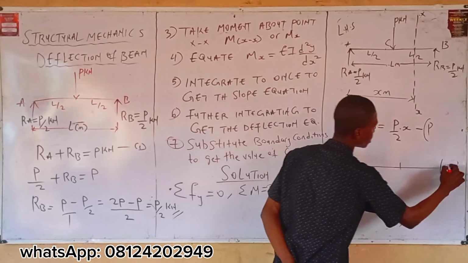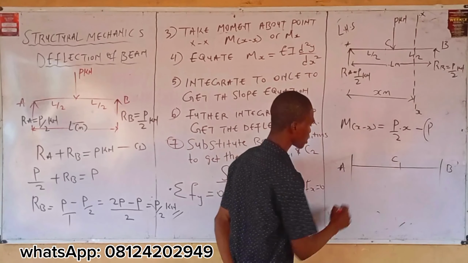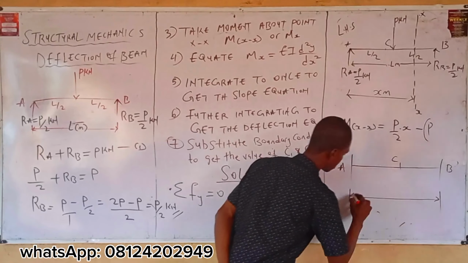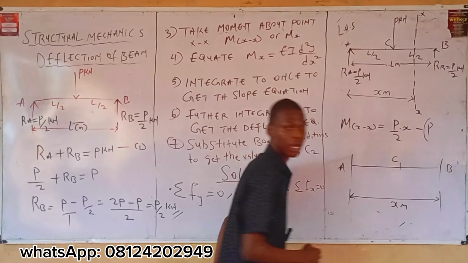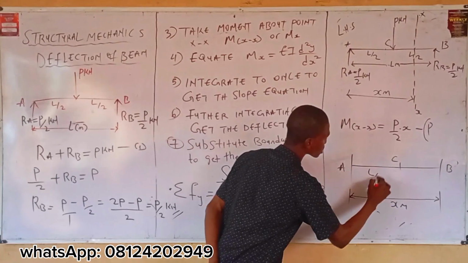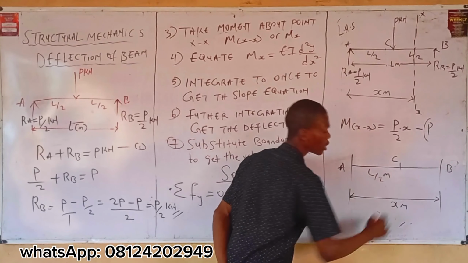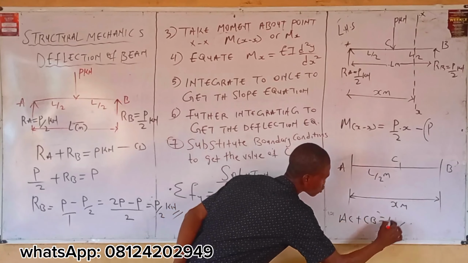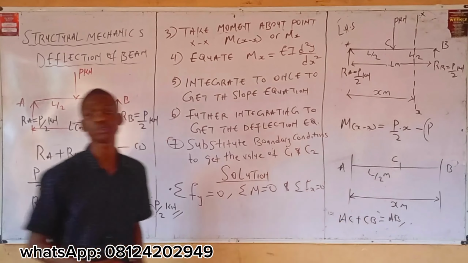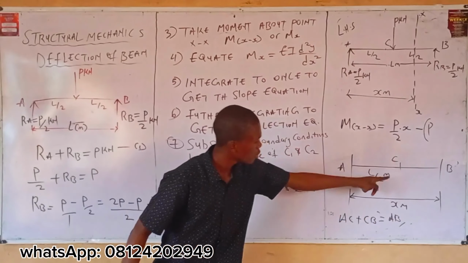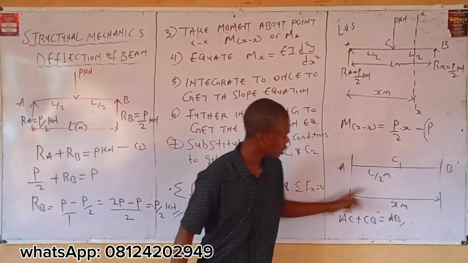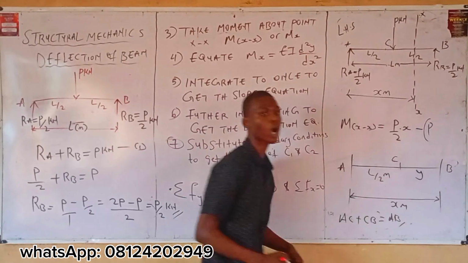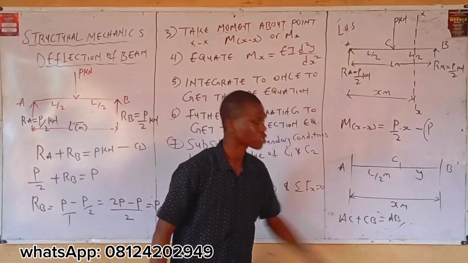This is A, this is B, this is C, right? From A to B is what? X meters. Are you hearing me? A to C is what? L over 2 meters. You know, AC plus CB is equal to what? AB. Do you agree with me? Now, what's the unknown here? Call the value of the unknown here Y. So make Y the subject of the formula.